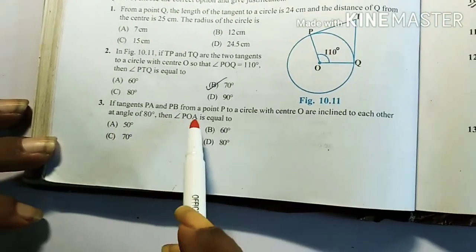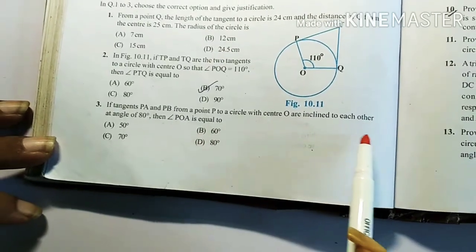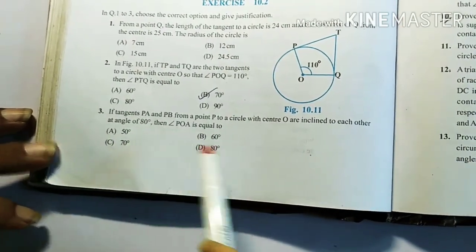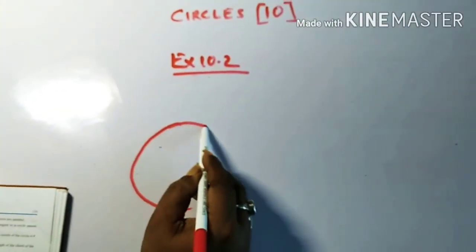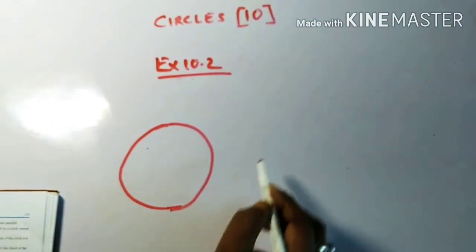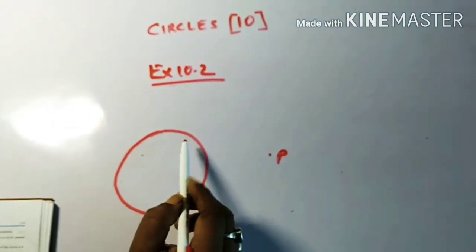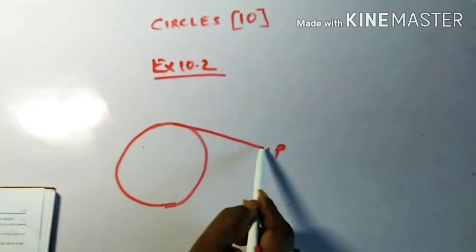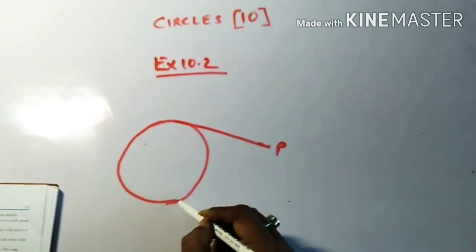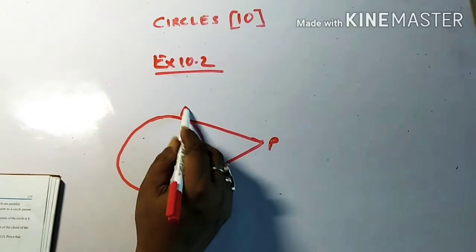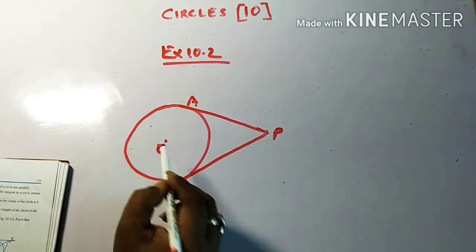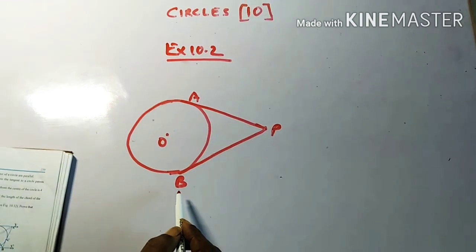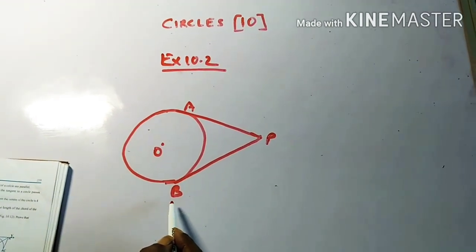Now question number 3. If tangents PA and PB from point P to the circle with center O are inclined to each other at 80 degree, we have to find angle POA. So the figure will be, this is the circle, this is the point P, and A and B, these are the two tangents to the circle with center O, inclined to each other.